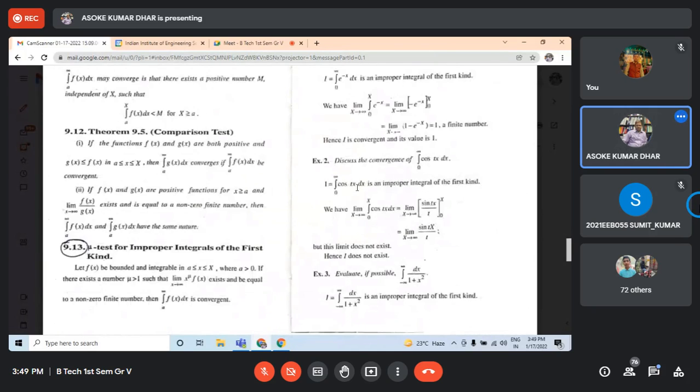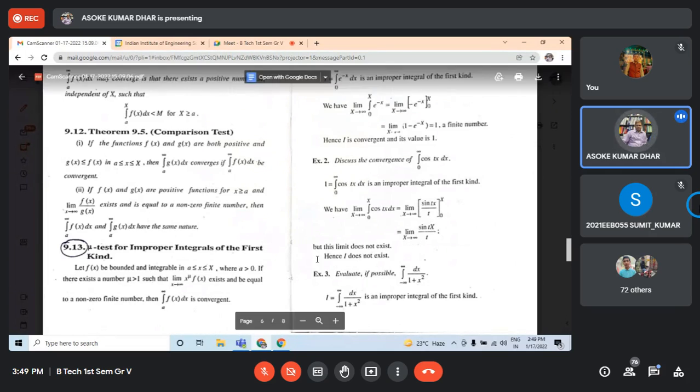Very simple integration. Integral of cos t dx, sin(tx)/t, taking x tends to infinity. This limit does not exist. We know that the limit does not exist. So I does not exist.